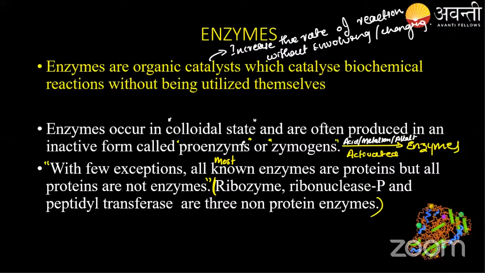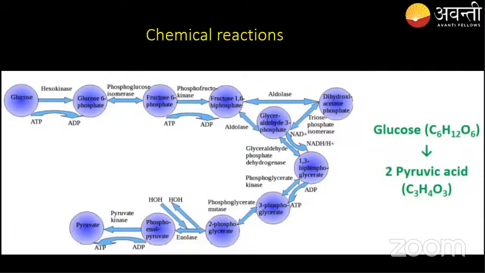Okay, so remember, most of the enzymes are proteins. Exceptions are ribozyme, ribonuclease P, and peptidyl transferase. We will learn about ribozyme in detail in the 12th class, especially in the molecular chapter. Here we only come to know that ribozyme is there. It also acts like an enzyme, but it does not belong to the proteins. So these are the basic things, and we will move on to the next one.